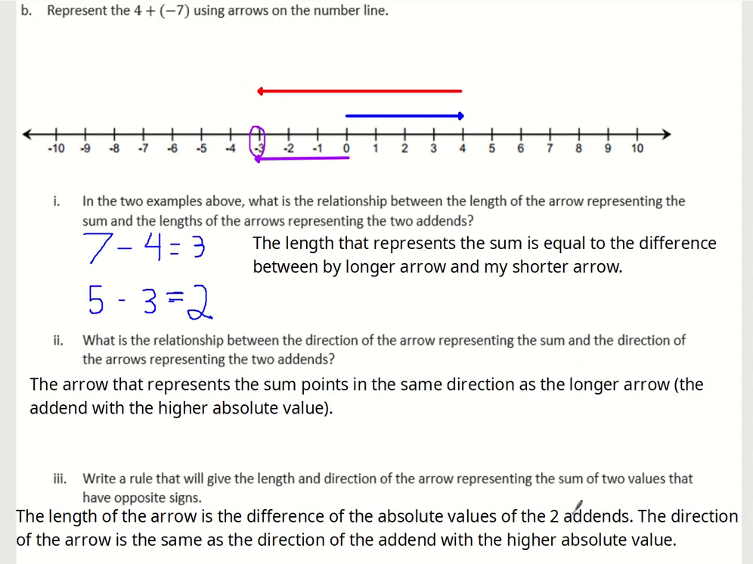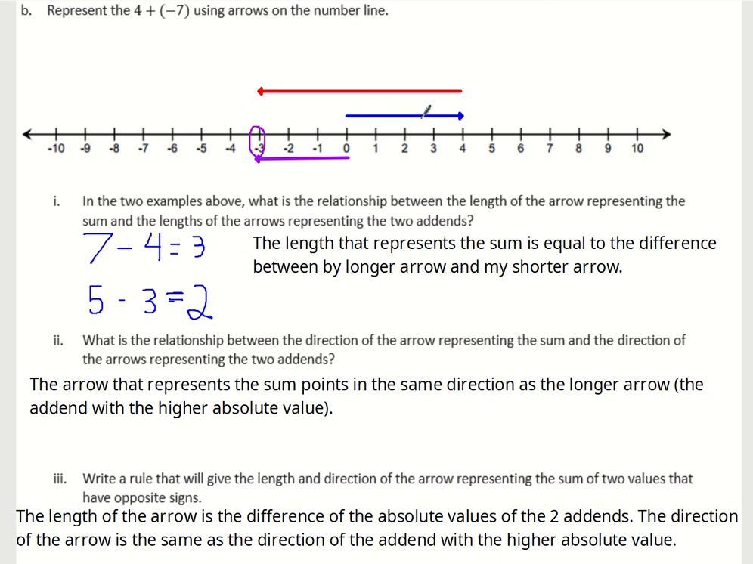So the length of my arrow is going to be the difference of these absolute values. Remember, 7 minus 4 gives us 3. So the length of my arrow is going to be 3. The direction that my arrow goes is going to be the same direction as my addend with the higher absolute value. So since my -7 has the higher absolute value, it's going to go in that same direction. It's going to go to the left.